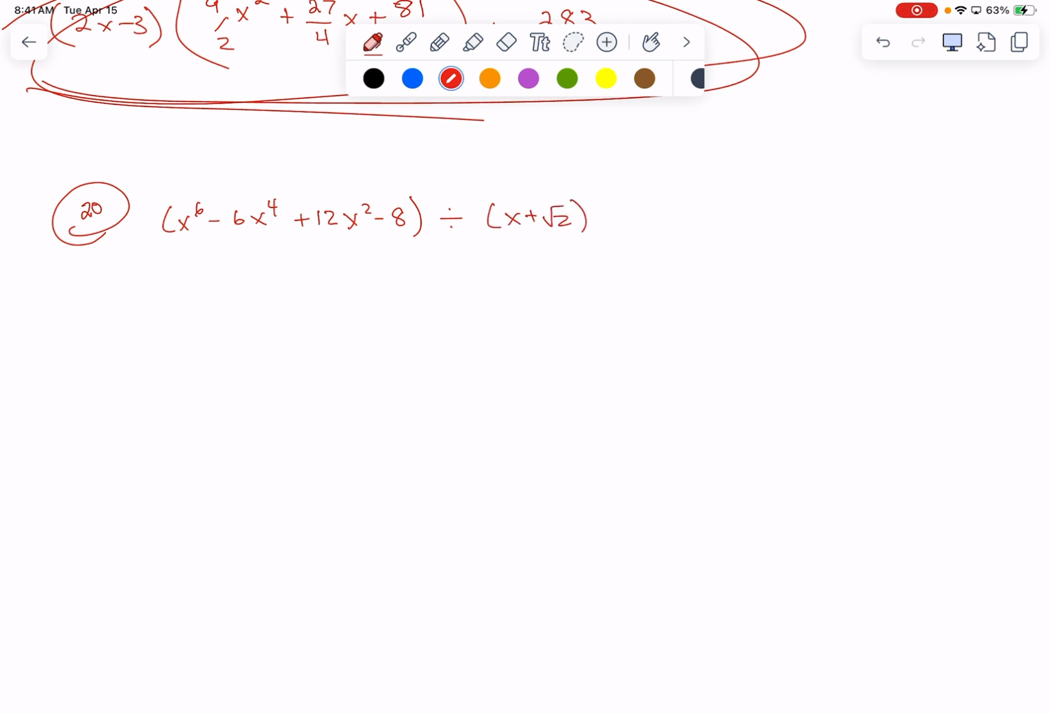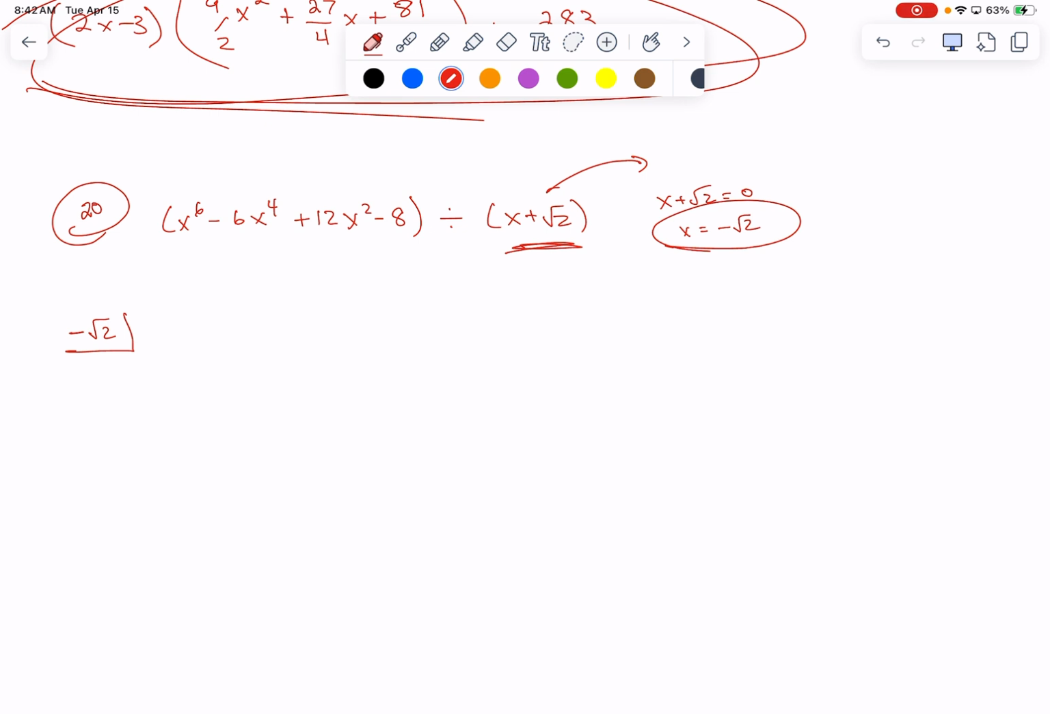All right, what goes in the box? Negative root 2. Why is it negative root 2? You got to set it equal to 0. That was the first thing I taught you. Set it equal to 0, please. That's what goes in the box, the 0 of the polynomial. If the remainder is 0, the remainder theorem says that x plus root 2 is actually a 0. It's actually an x-intercept. But we got to see if the remainder is 0.